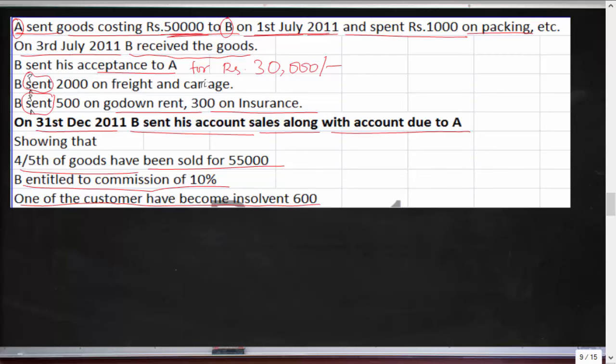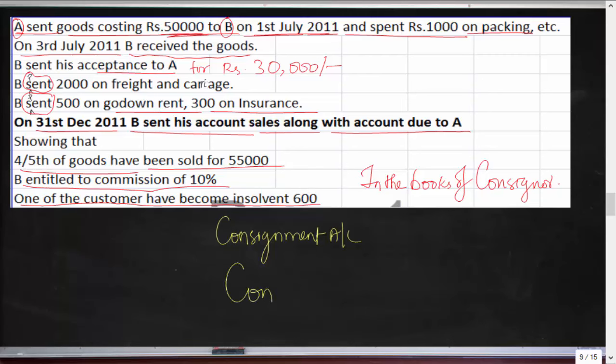It is not in the question, so let me write in the books of consigner. In the books of consigner. Okay, it means we have to open a few accounts. What are the accounts we should open? Number one, we should open consignment account, basically to know what is the consignment profit. Then we should open consignee account to know what is the amount ultimately receivable from consignee.